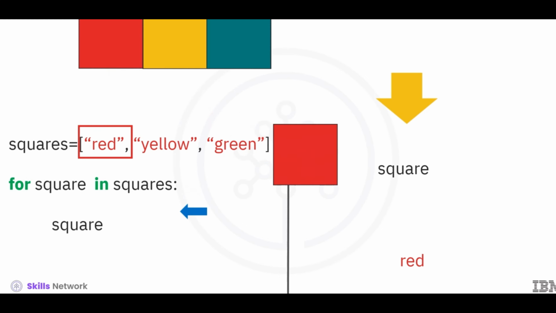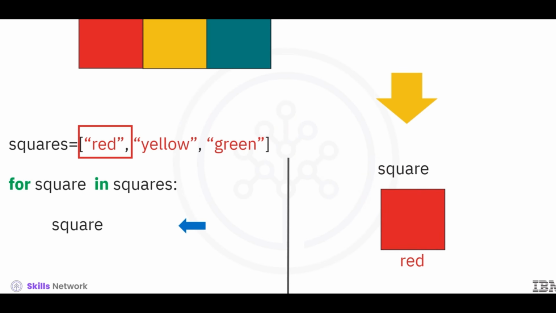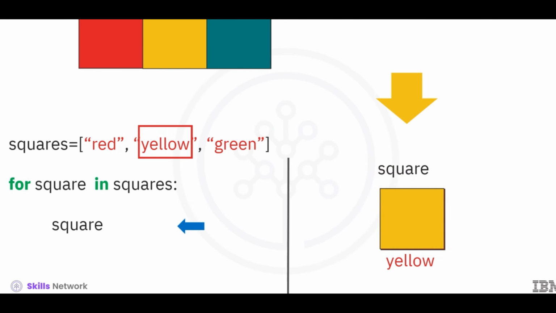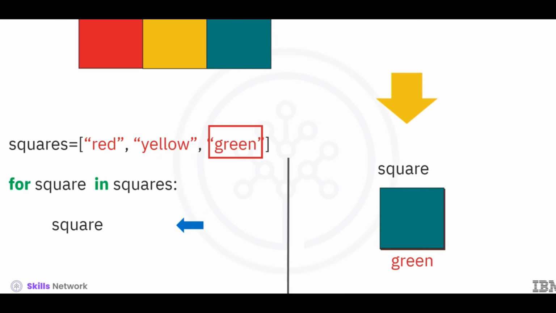For the first iteration, the value of square is red. We then start the second iteration. For the second iteration, the value of square is yellow. We then start the third iteration. For the final iteration, the value of square is green.